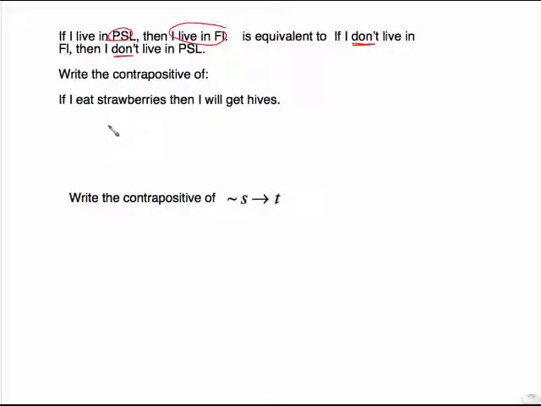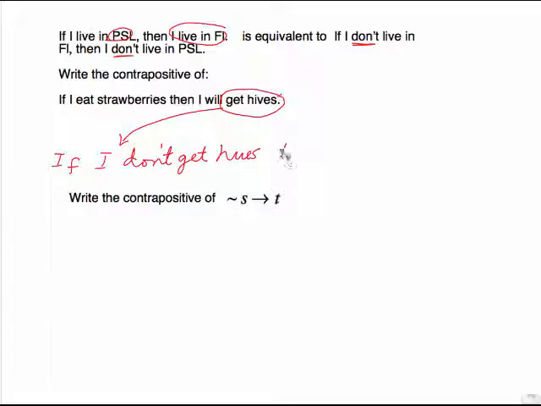So same steps here. If I eat strawberries, then I will get hives. So the hives has to go here with a not in front of it. So if I don't get hives, then this back part, the strawberry part, goes to the back and gets negated. Then I didn't eat strawberries. Just abbreviate it, strawberries.